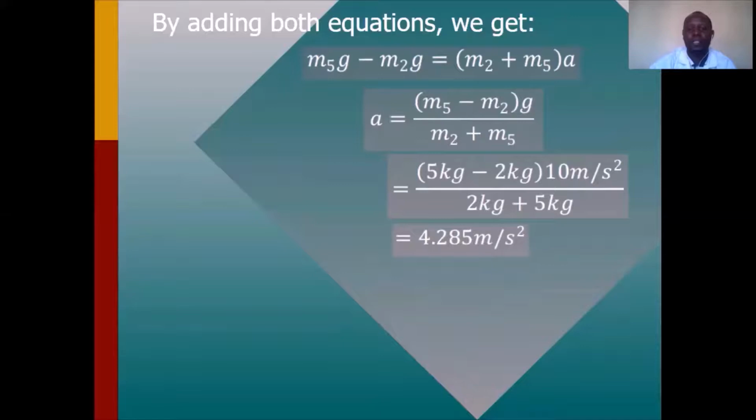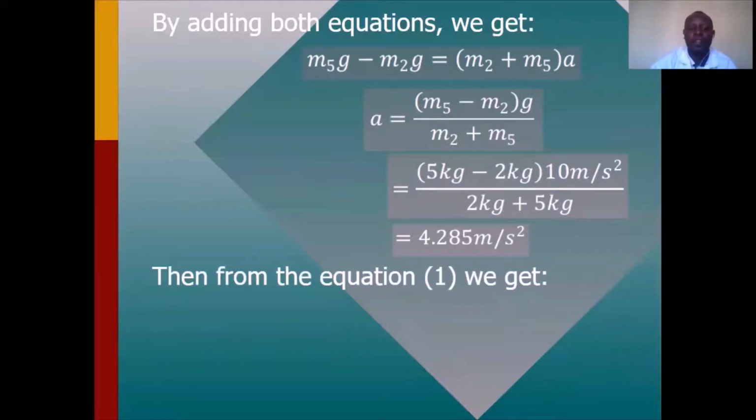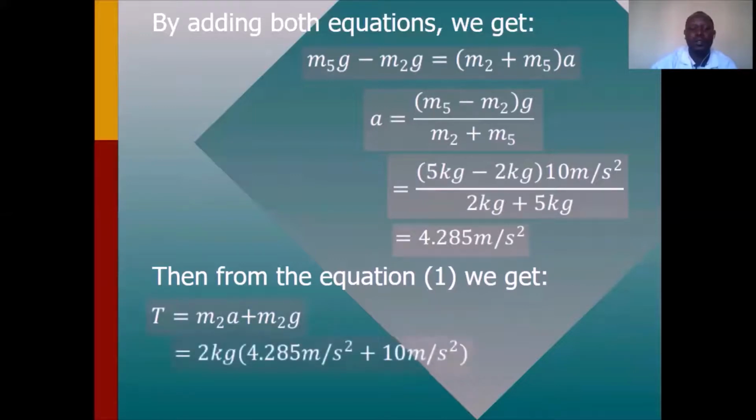And replacing this value of acceleration in equation 1 or 2, we are going to get the value of tension. From equation 1, we get tension is equal to M2A plus M2G. That is 2 times 4.285 plus 10. It is 28.57 Newton.